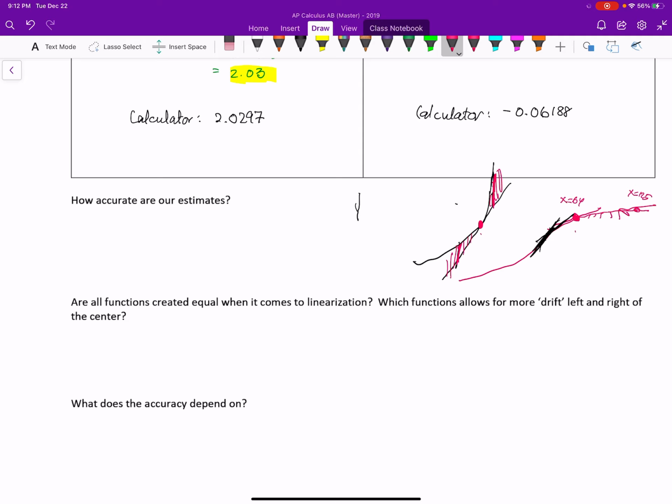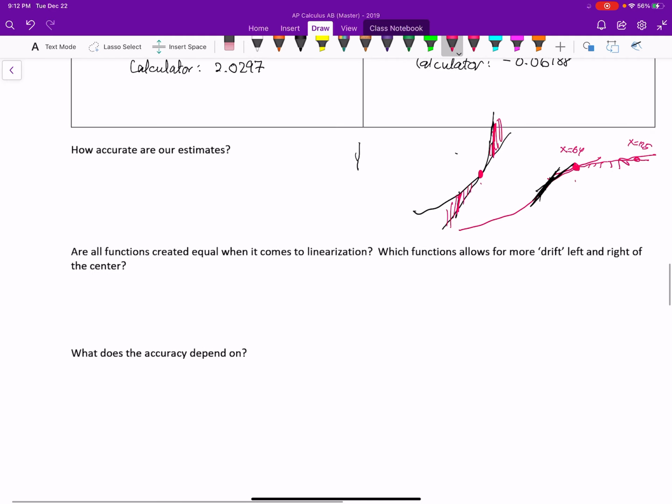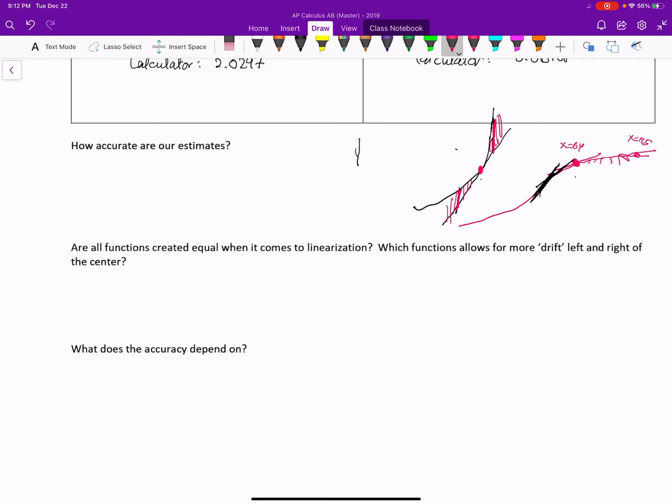So is this the cube root? We did the cube root of 68 in the exploration at the beginning. That's going to be a more accurate estimate than the cube root of 70, for example, or the cube root of 75. Any of those, the further I drift away from the center point, it becomes less accurate. What does the accuracy depend on? Like I said, I think I discussed all three things.